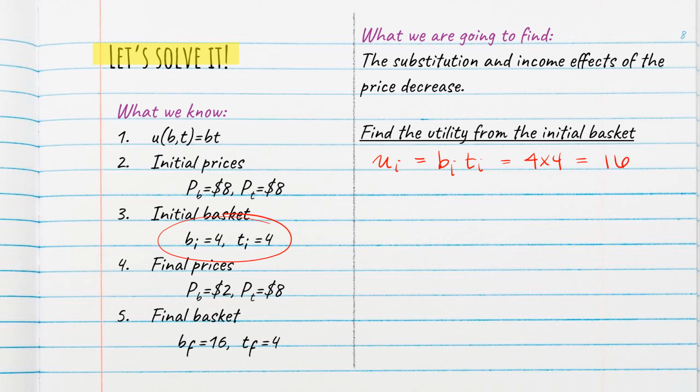We'll need that later. Another thing we need to do is, we know there's this tangency condition associated with the decomposition basket where we're taking into account the new ratio of prices, and that tangency condition requires that we know the marginal utilities. We've seen this kind of utility function a lot. The marginal utility of B is just the partial derivative with respect to B. That's going to be equal to T. And the marginal utility of T is the partial derivative with respect to T. Well, that's going to be equal to B.